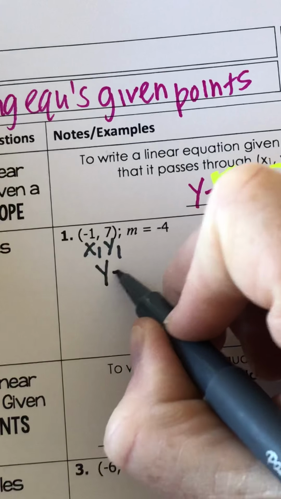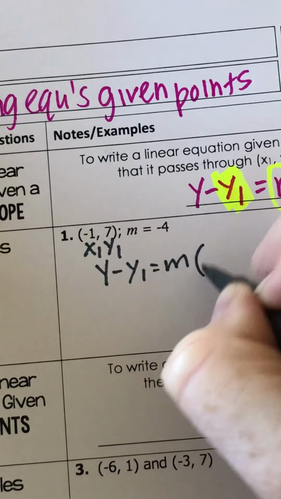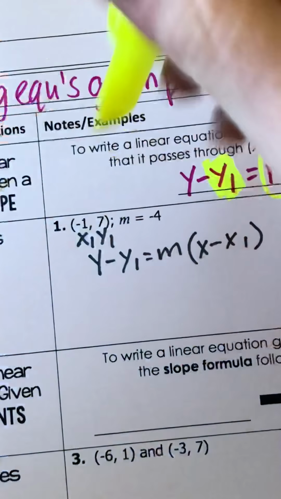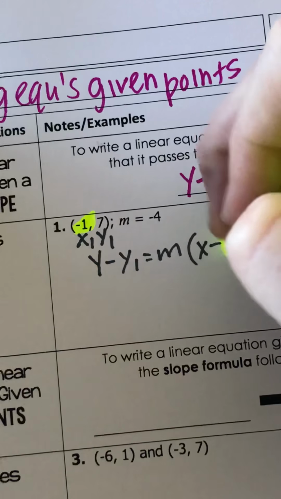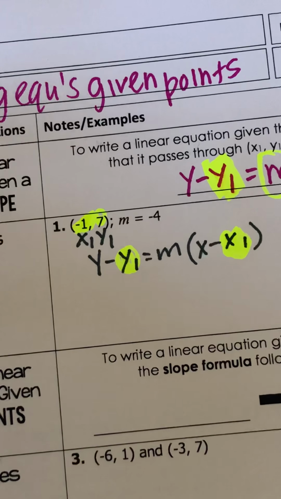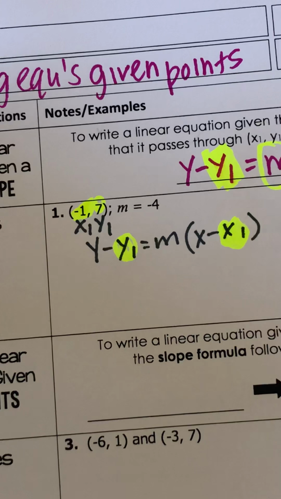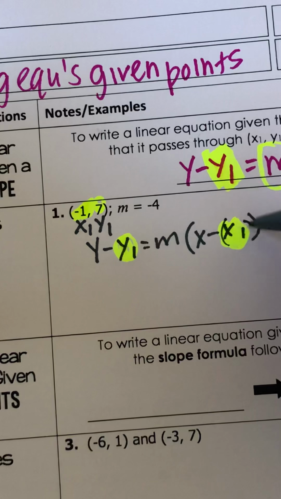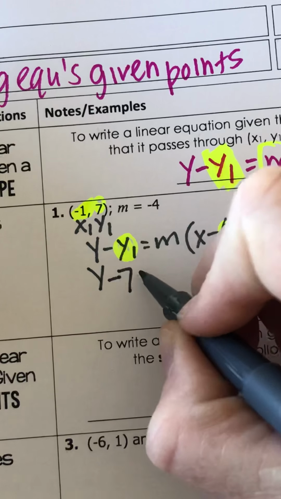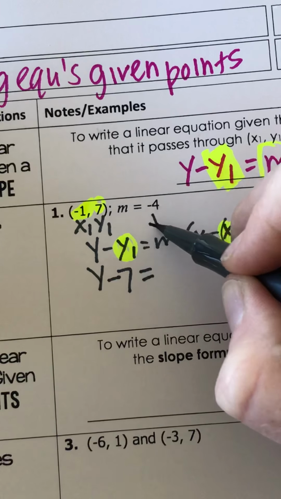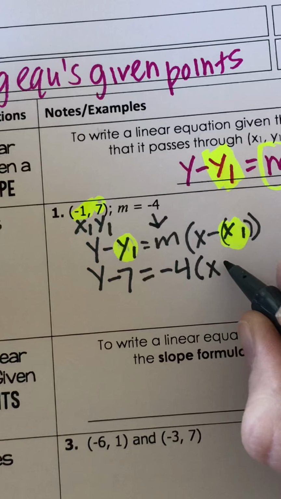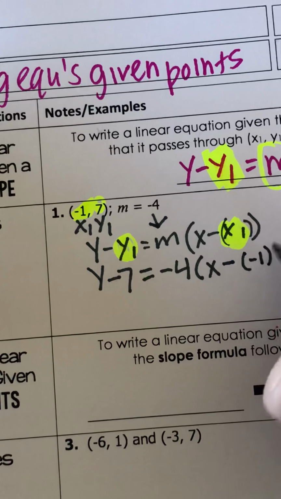So let's go to the formula. Y minus y1 equals m times x minus x1. We're going to plug in -1 for x1 and 7 for y1. And whenever you have minuses in front, if it's negative especially, make sure you put it in parentheses. Okay, so I have y minus 7 equals, and then -4 is the slope. -4 times x minus -1.